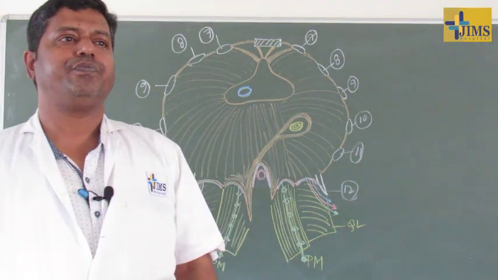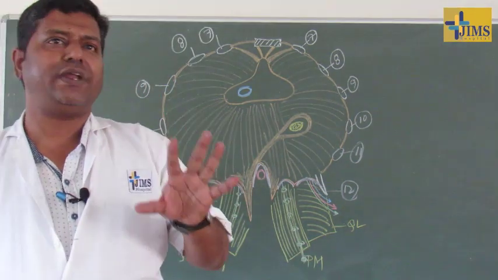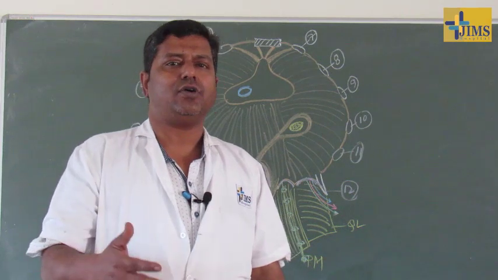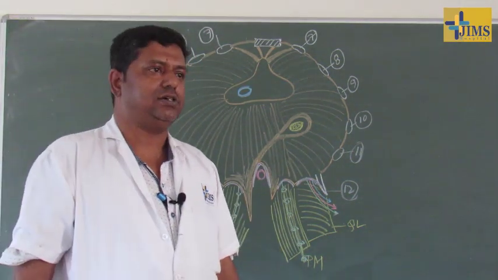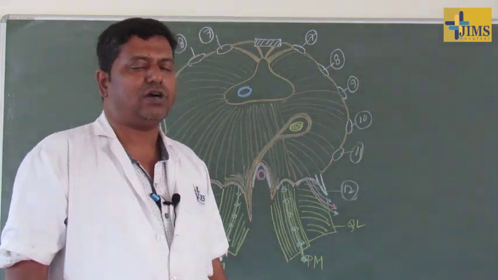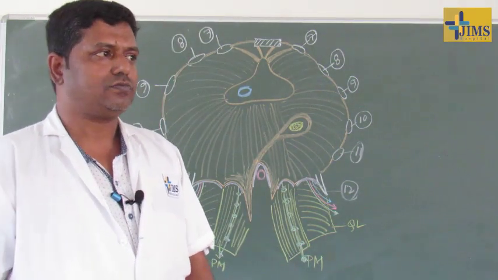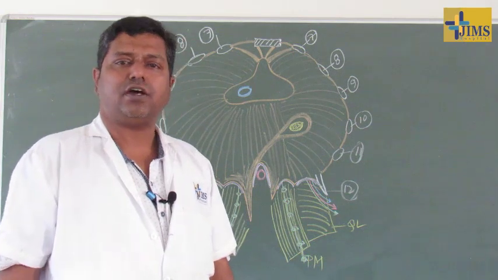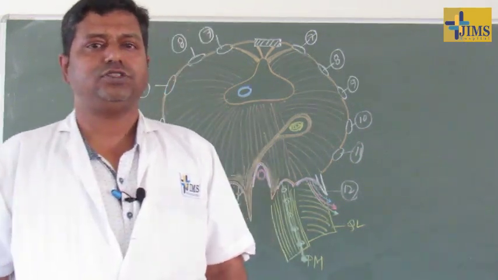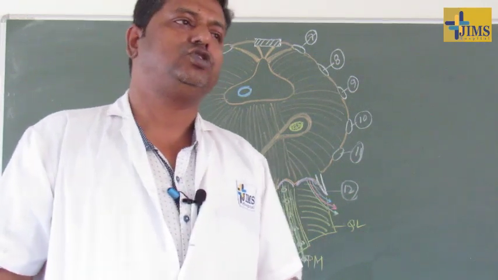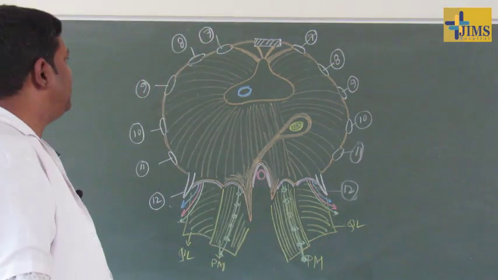Now, there are many minor openings of the diaphragm. I will tell you about 3 or 4 minor openings, and some structures also pass through the minor openings. So, what are the minor openings? Number 1, the space of Larrey. What is the space of Larrey?